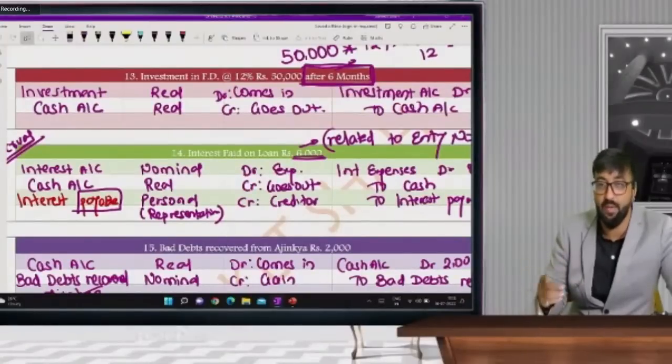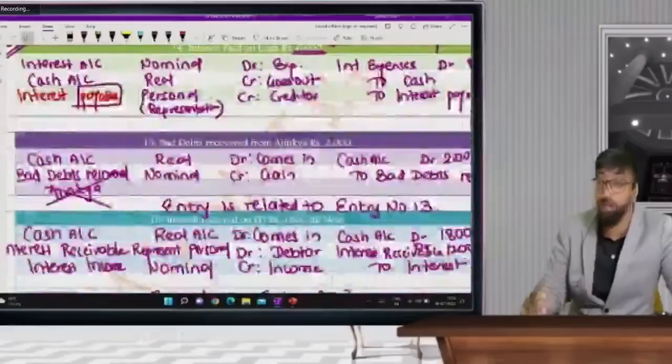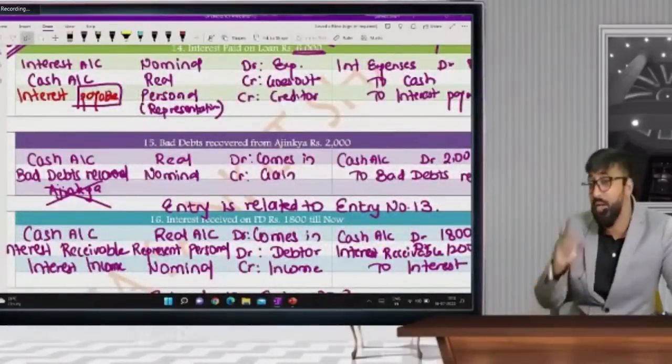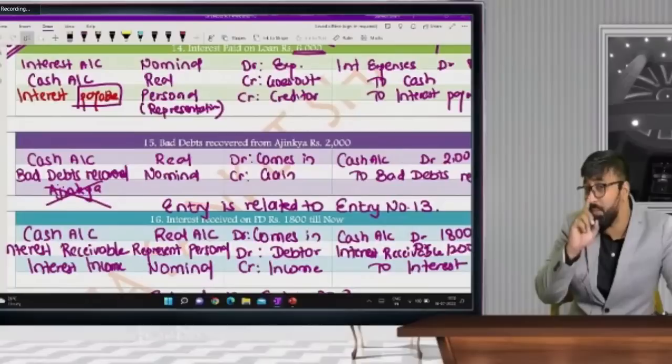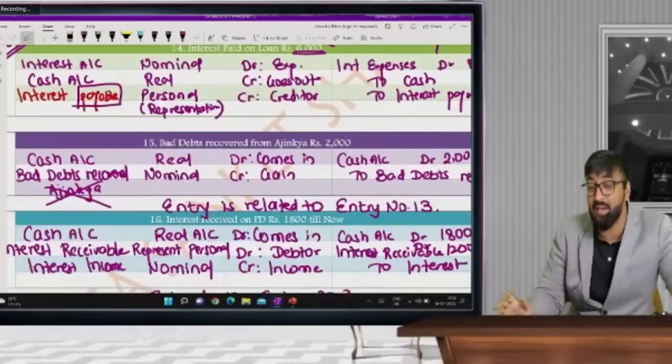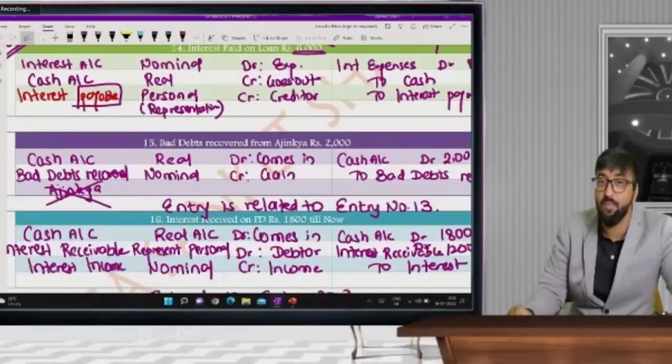It's a liability, beta. Please recall all these entries whenever you are getting time. Cash account debit to bad debts recovered. If you have grip over these 20 entries, I'm telling you, you are not going to forget a single transaction. You won't miss a single transaction. Your basics will be 100% clear. Okay.